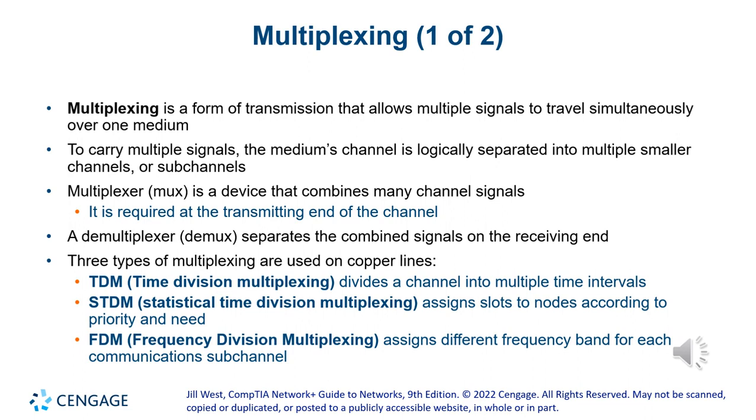So when you multiplex it, there are multiple ways to do it. On copper lines, you do TDM, time division multiplexing. What it will do is create multiple time intervals, and then each communication takes, let's say, channel A, B, and C.